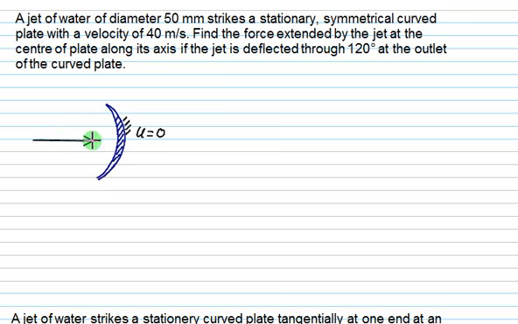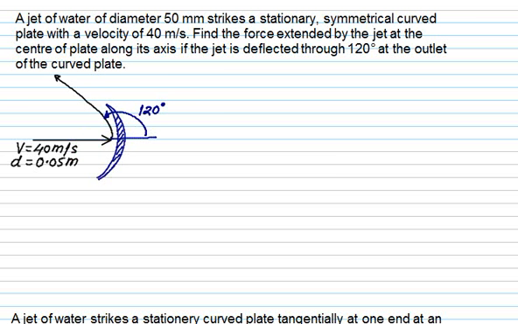Approach velocity will be like this, and the approach velocity is 40 meter per second, and the diameter of this jet is 0.05, and this jet is deflected, so this is deflected like this. By how much angle? 120 degree. So is this angle from here to here 120 degree? Correct. It is deflected by 120 degree.